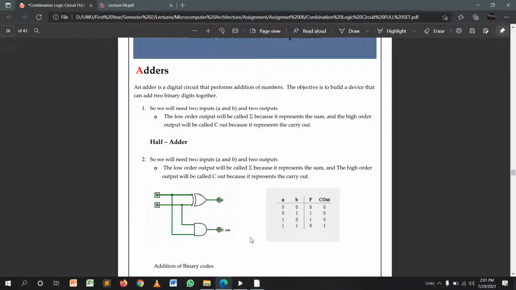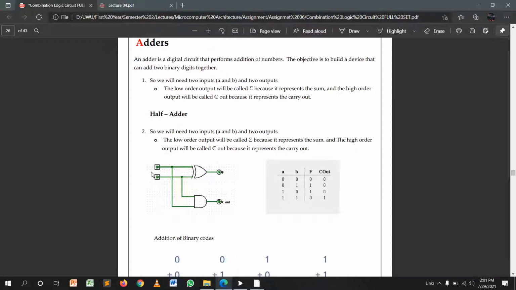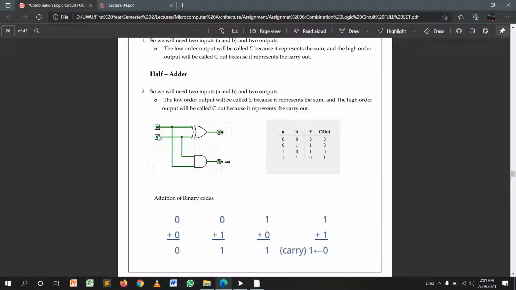We can use these mathematical operations for this circuit. This is a half adder and a full adder. Adders are of two types: the first one is the half adder and the second one is the full adder. I'll further explain the half adder. It has two inputs and two outputs, the first input and the second input. Then you can see the table diagram.